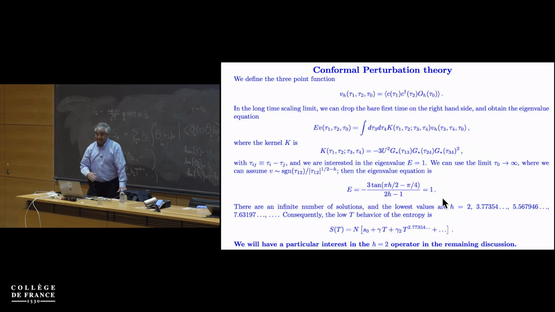This is what you get after some pages of algebra. So that is the equation for H. So now you get a transcendental equation, transcendental values for H, which you have to solve by solving this equation. And so these are the solutions. So the leading solution is H equals 2. And everything else, all the other values of H are positive and larger. There's an infinite set of them. The next one is 3.77354, and so on. These are just solutions of this equation.